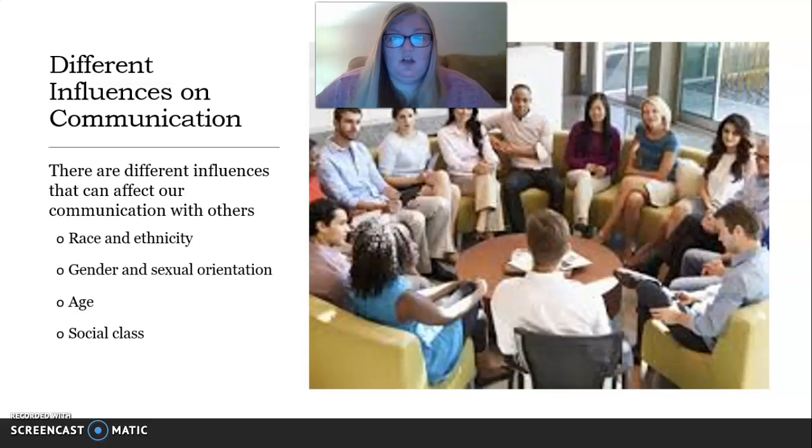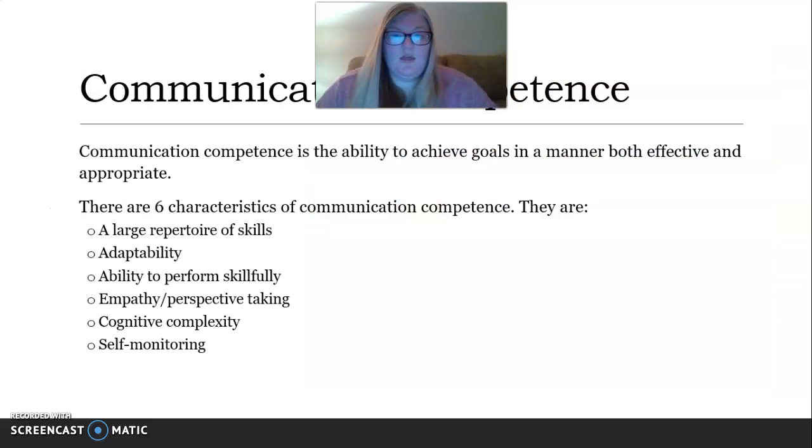Different influences on communication. There are different influences that can affect our communication with others. Race and ethnicity, gender and sexual orientation, age, and social class can all affect our communication with others. The communication competence. Communication competence is the ability to achieve goals in a manner that is both effective and appropriate. There are 6 characteristics of communication competence.